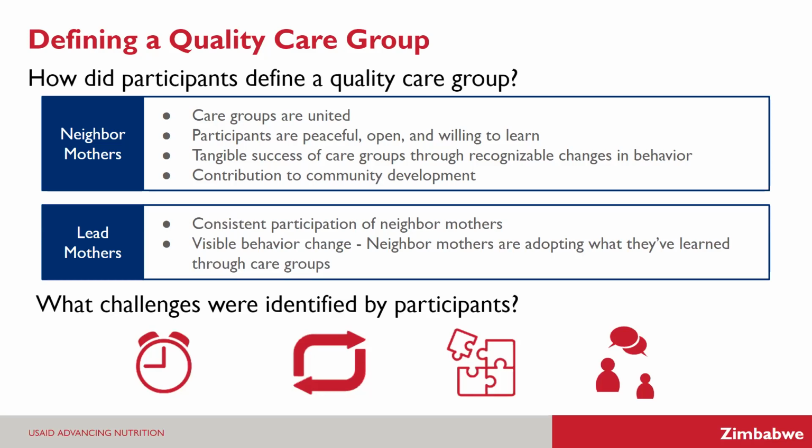Commonly cited challenges to achieving this quality group were a lack of timeliness, with care group participants often running late. Another challenge was the repetition of topics, which might not be relevant to the needs of everyone in the group at various times. A third challenge was low interaction, particularly in newly formed groups, due to group cohesion not being very strong at the start. Ultimately, there was a real desire for more interactive, participatory activities and facilitation approaches.